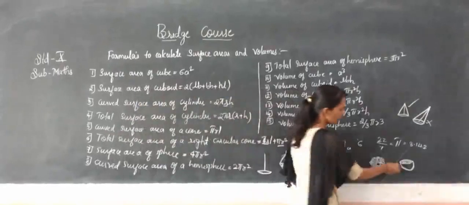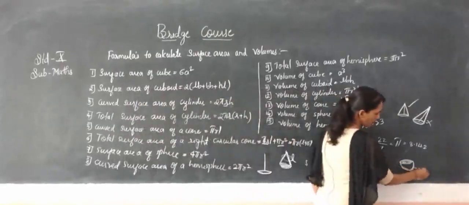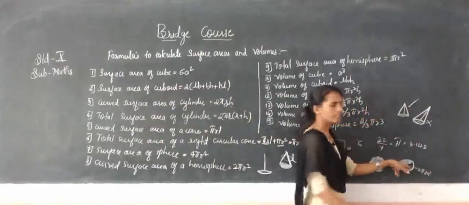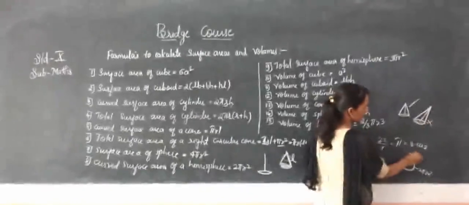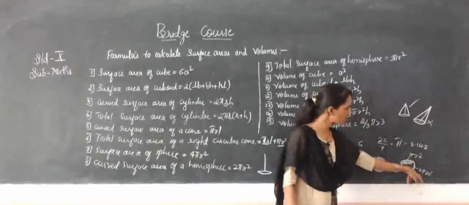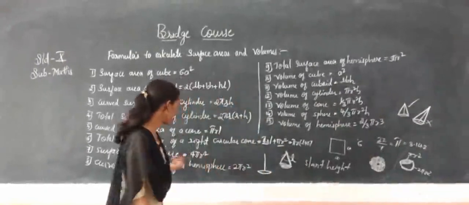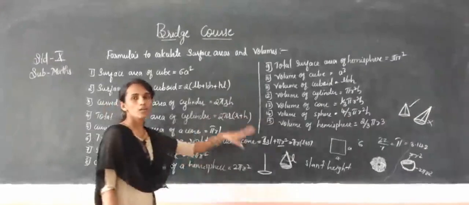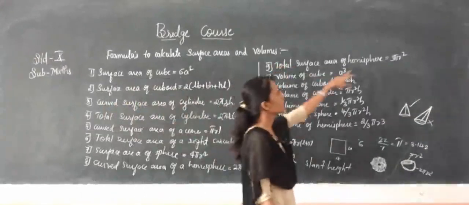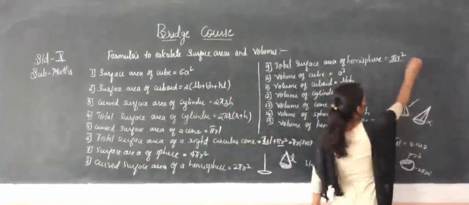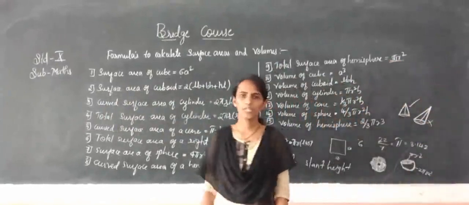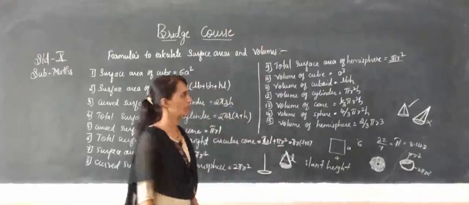So next one will be the total surface area of the hemisphere. Already the curved surface area is 2 pi r square, plus this base area, which is in the form of a circle, that will become pi r square. 2 pi r square plus pi r square gives us 3 pi r square. So the curved surface area of the hemisphere is 2 pi r square, and the total surface area of the hemisphere will become 3 pi r square. And the unit is square unit only. We can measure area in square units only.